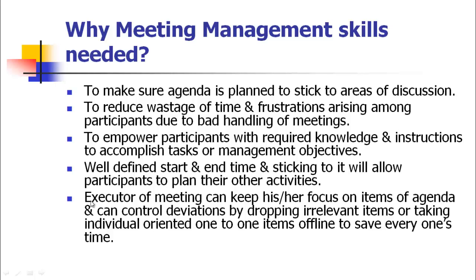Now the last point is that the executive of the meeting can keep his or her focus on the agenda items and can control deviations by dropping irrelevant items or taking individual-oriented one-to-one items offline to save everyone's time. Sometimes some participants in the meeting raise doubts that are relevant only to the specific task they are doing, and for the others it is of no interest or irrelevant. Such items you can take offline so that other people's time won't be wasted and they don't get deviated to completely irrelevant things. Okay, so let's move on to the next slide now.